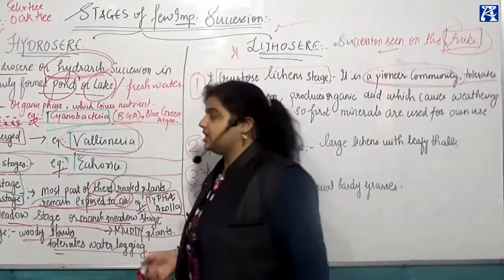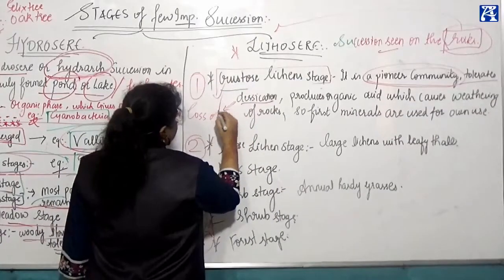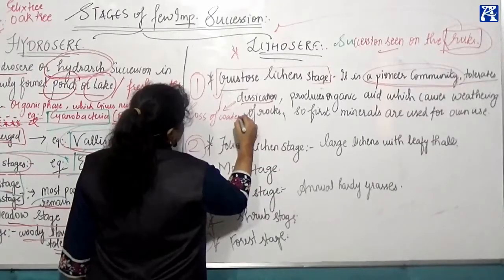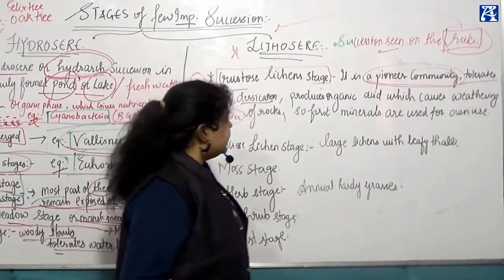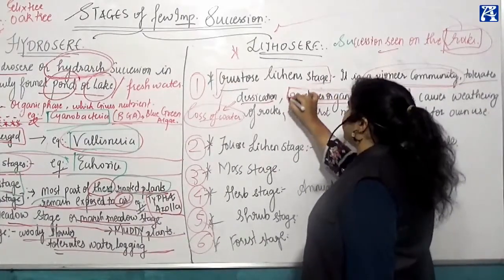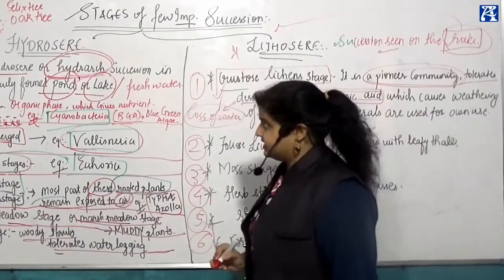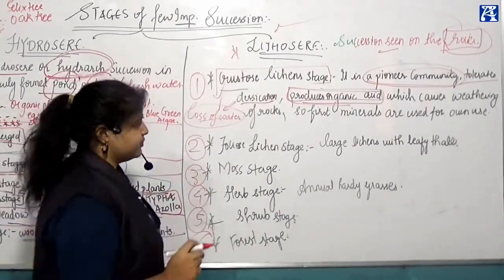What is meant by desiccation? Desiccation means loss of water, and it produces organic acid. This acid helps in weathering of rocks. What is this weathering of rocks?